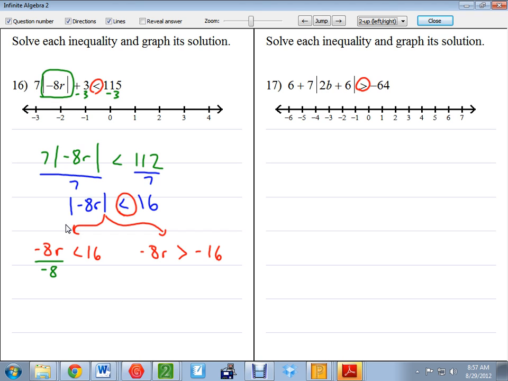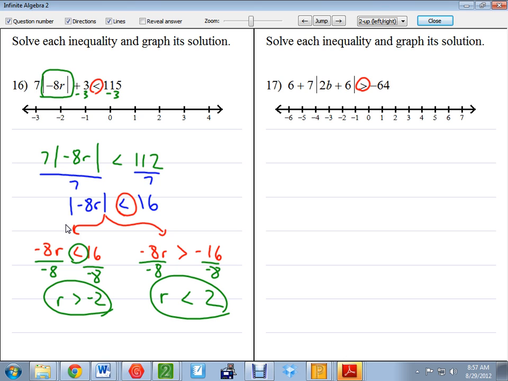Divide both sides by a negative 8, and that'll get me r is greater than a negative 2. This is one of the two solutions. You get that because this flipped the sign around, because we divided by a negative. We'd take and divide the negative 8 on the other side. Again, we have to flip the sign, so now it is going to be a less than sign, and we'd have r is less than a positive 2.